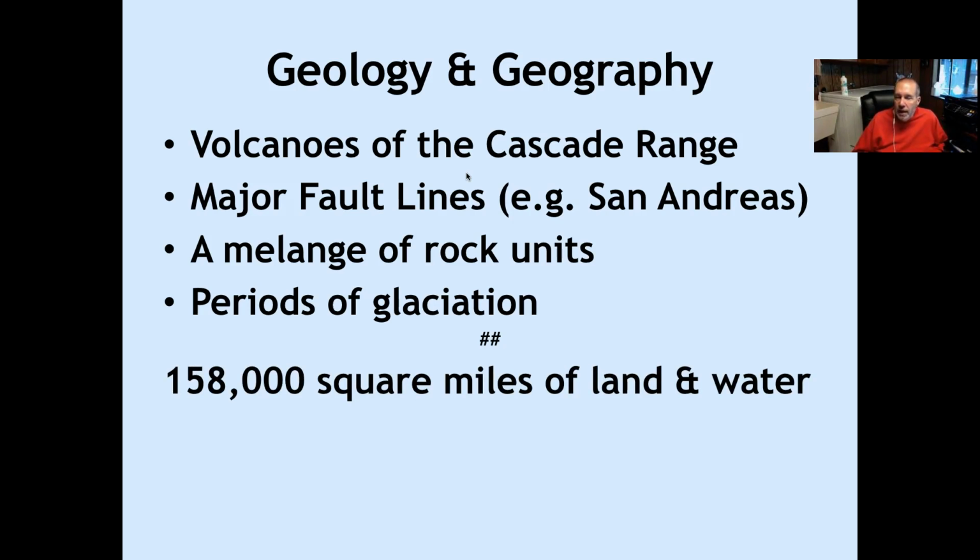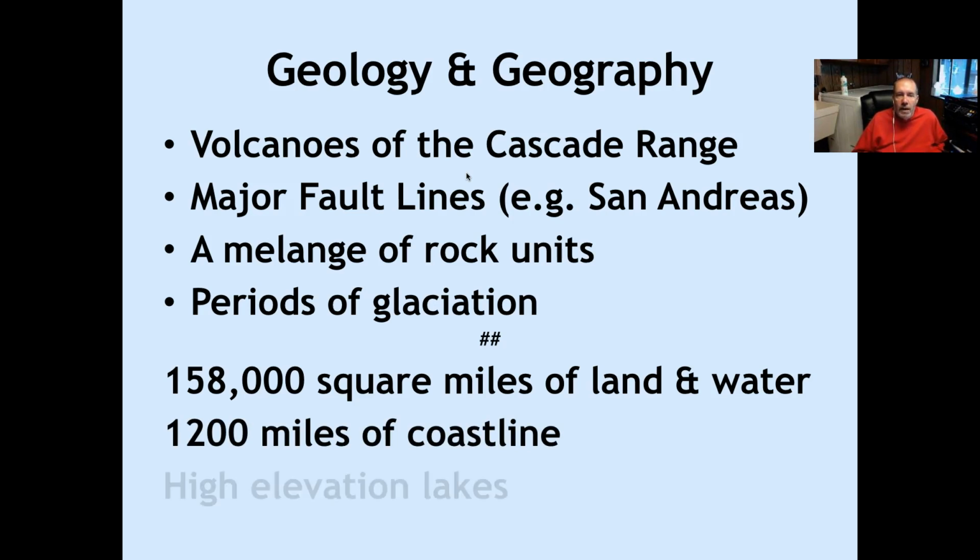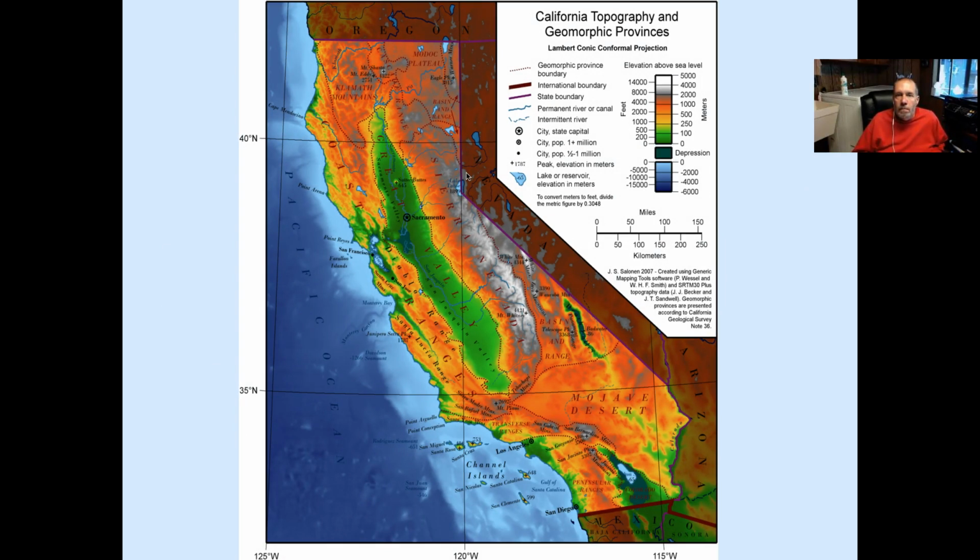158,000 square miles of land and water. Again, not the largest state, but we're up there. 1,200 miles of coastline, and even lakes that are at high elevation, as well as all of the other aquatic ecosystems around the state. So the map shows the elevations of the state, from the highest elevations in the Sierra Nevada all the way down to the lowest, below sea level, in Death Valley.